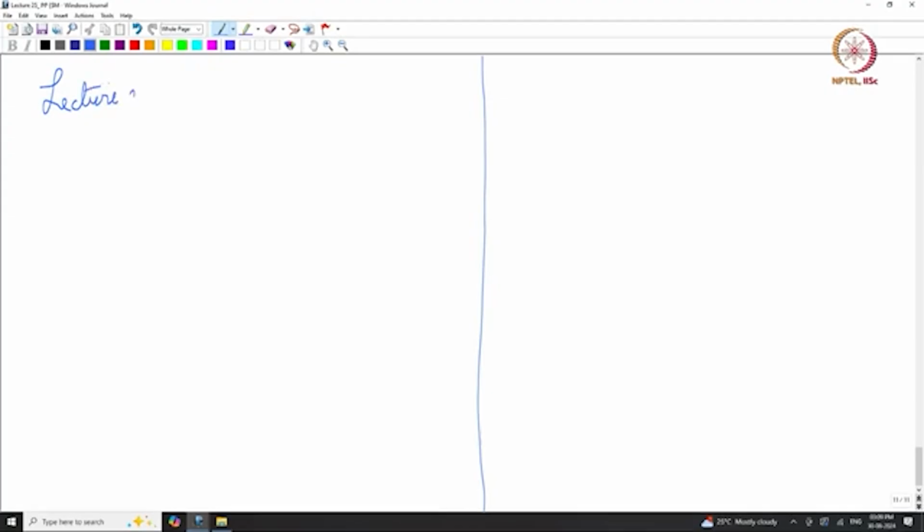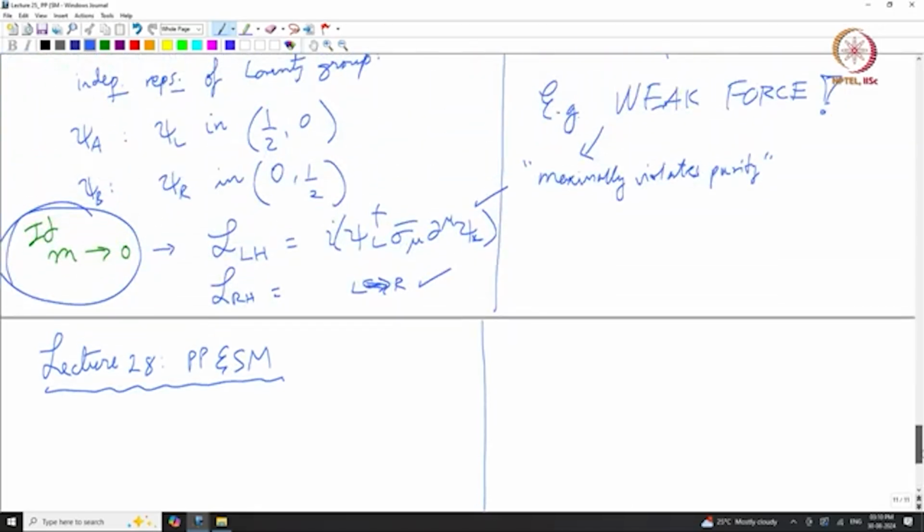Alright, so welcome back to Particle Physics Understanding Model. This is lecture 28. And in the previous lecture, we finally wrapped up spin half, right? Spin half representations in quantum field theory.